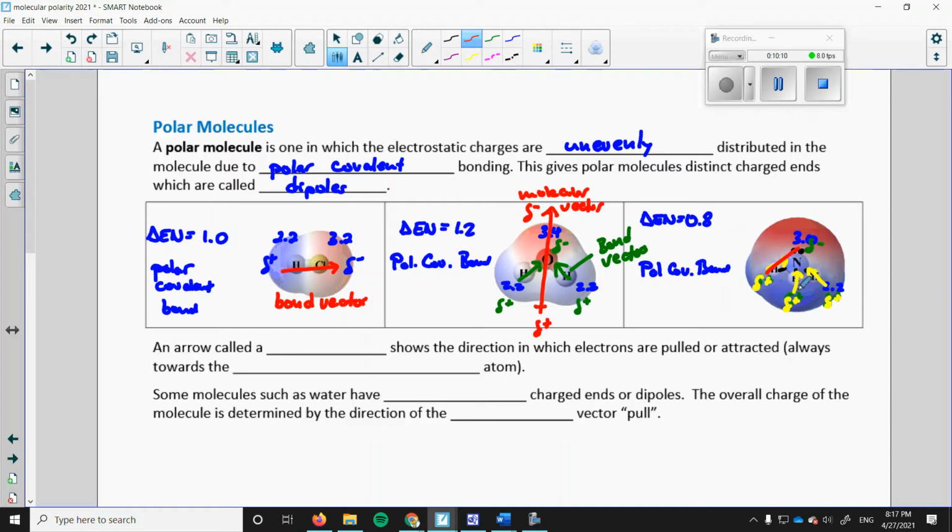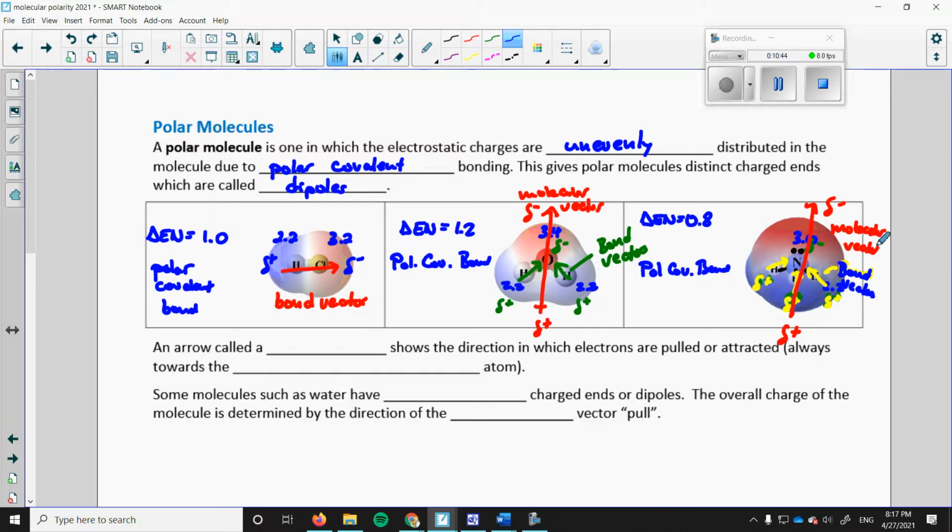So we look at the vectors. They're all pointing in one direction. And that means that this end of the molecule over here is going to be negative, and this end of the molecule is going to be positive. So again, this is called the molecular vector. And these individual ones over here are called the bond vectors. So you'll be able to see it over here. So the bond vectors combine to give you this overall vector.